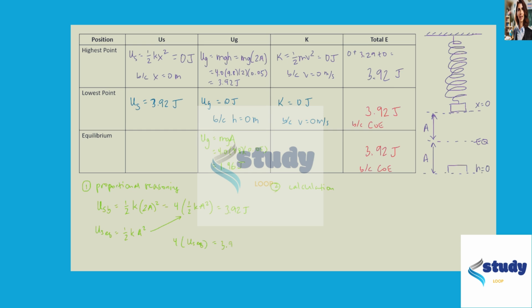because we don't have a linear relationship here, right? We have a quadratic relationship between stretch and energy. So when we double the amount of stretch, we have 4 times the energy. Or if we're comparing to the bigger energy, when we have only half the stretch, we're going to have 1/4 of the energy. So we can now say that the elastic potential energy at equilibrium is going to be 3.92 times 1/4, which gives me 0.98 joules.